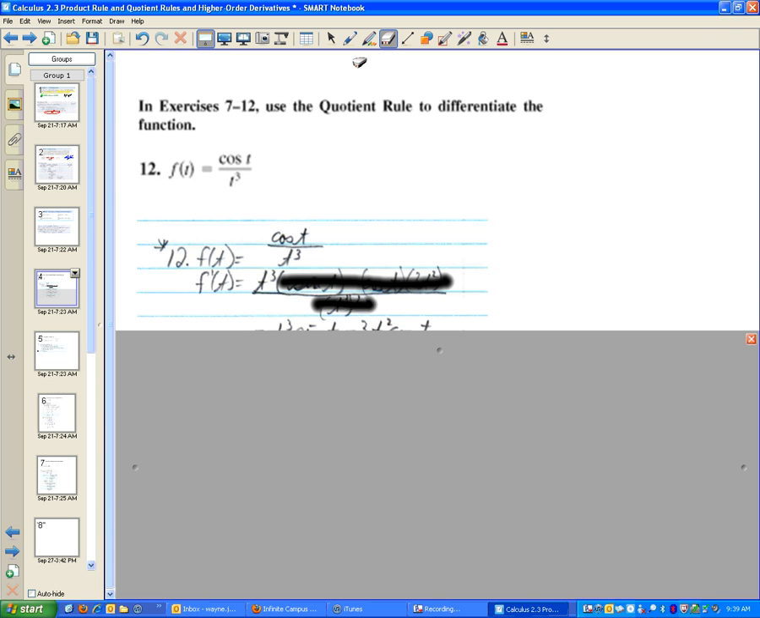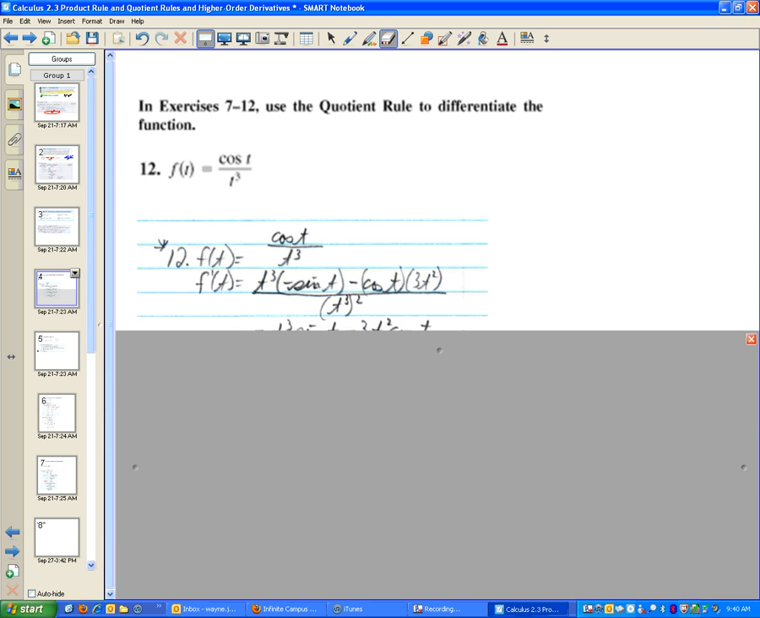What's the derivative of the cosine of t? I said minus, times the derivative of the top. What's the derivative of the cosine of t? Negative sine of t, minus the top, cosine of t, times the derivative of the bottom. What's the derivative of t cubed? 3t squared. Over bottom squared. It's going to be t to the 6th.